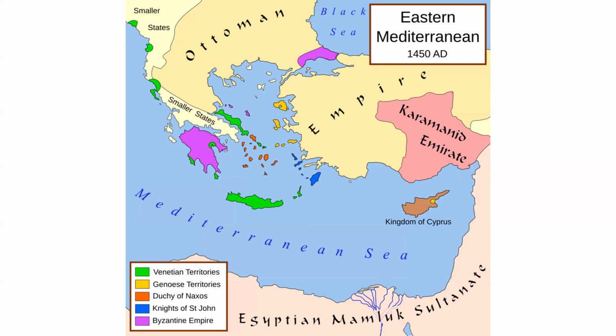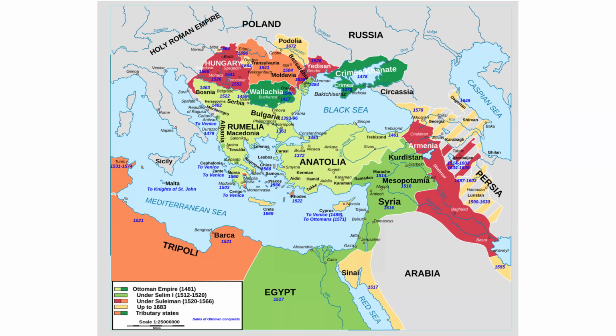This map shows the expansion of the Ottoman Empire under my favorite historical figure, Suleiman the Magnificent. What a great name. Magnificent. Why is Suleiman the Magnificent so interesting to us Lutherans?